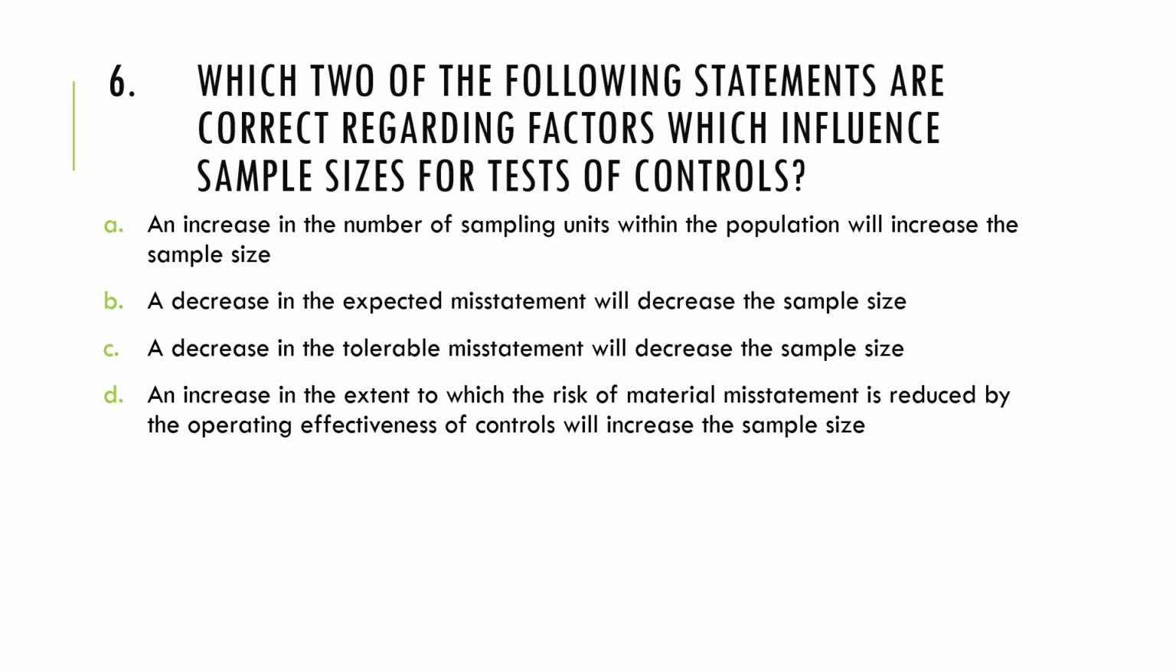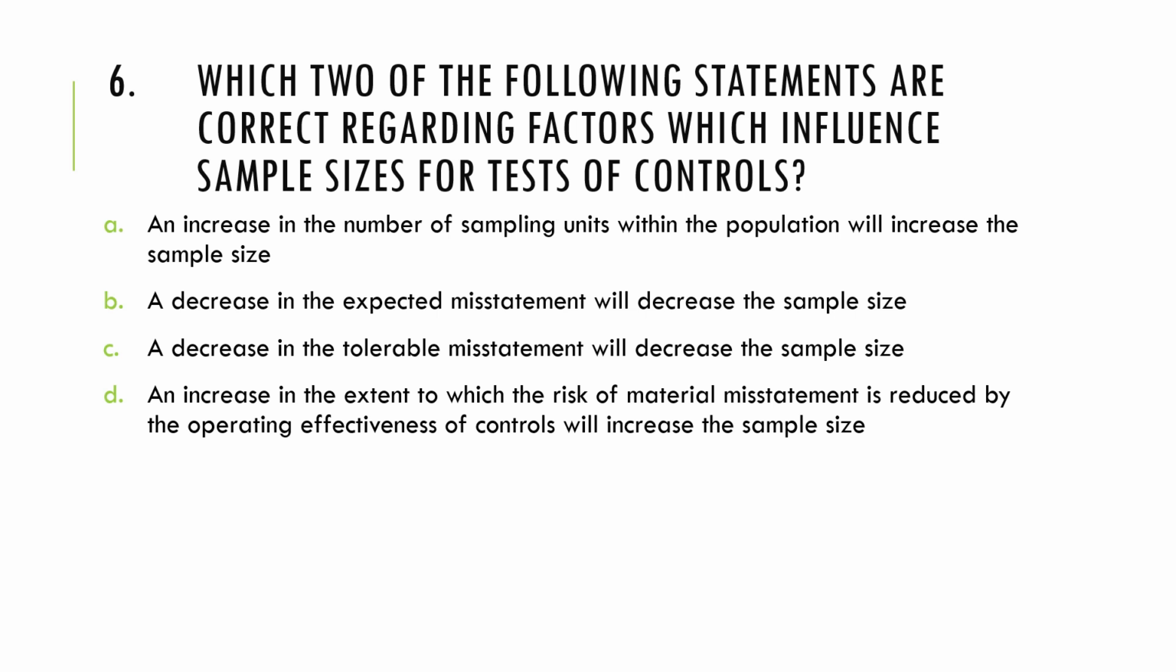Letter A simply talks about an increase in the number of sampling units within the population, and we must be able to recall that the population units have a negligible effect on the sample size. So even when the population units double or triple, it doesn't have any effect on our sample size. So the answer couldn't be letter A.